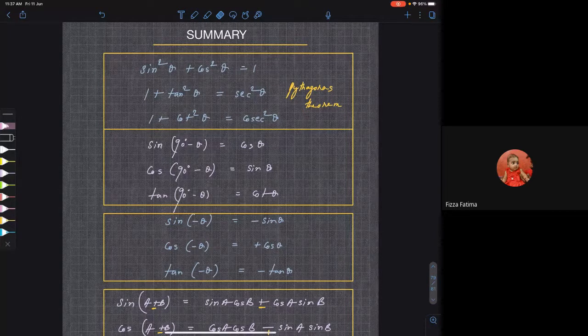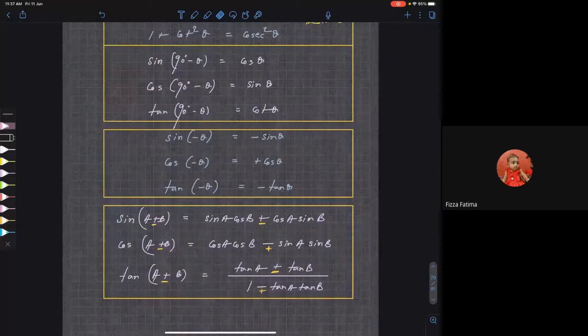So the three basic identities were what? Sine square theta plus cos square theta equals 1, 1 plus tan square theta equals secant square theta, 1 plus cot square theta equals cosecant square theta. And we have seen other relationships like sine and cos of complementary angles are equal, and tan and cot of complementary angles are equal. We have also seen some other equations like sine of minus theta is minus sine theta, cos of minus theta is plus cos theta, tan of minus theta is minus tan theta, right?